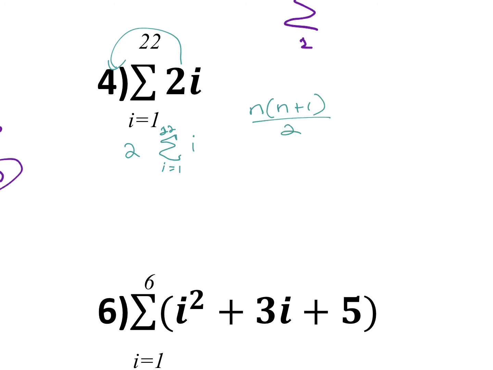Then you have 2 options. If you don't bump the 2 to the front, you would plug in 1, then 2, then 3, all the way up to 22, and then add them all together. Now you see where I cheated? If you bump the 2 to the front, you still have to add in 1 plus 2 plus 3 all the way up to 22. Or you bump the 2 to the front and then you do n times n plus 1 over 2.